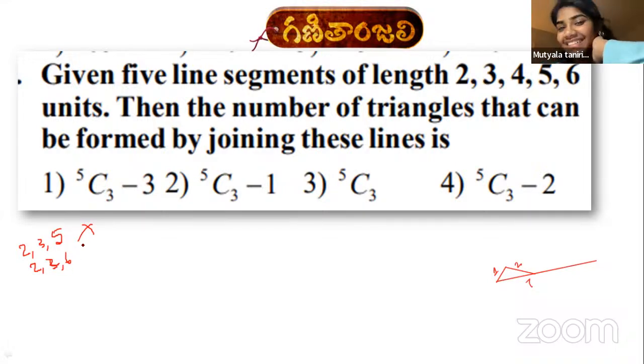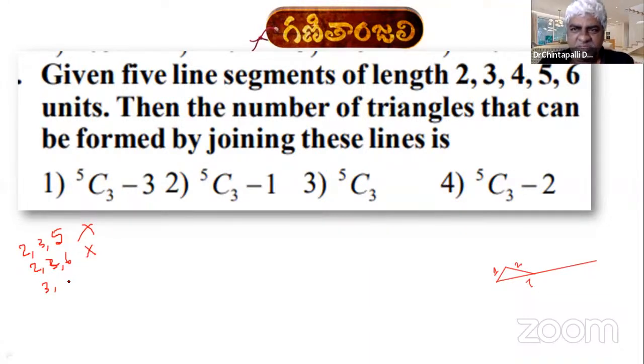Oh, yes, sir. Next, 2, 3, 4; 2, 3, 5; 2, 3, 6. Next, 2, 4, 6. What about 3, 4, 6? Yeah, it's possible, 3, 4, 6. Everything is possible. Next, what about 2, 4, 6? Yes, sir, that's what I was telling. 2, 4, 6, it's possible.